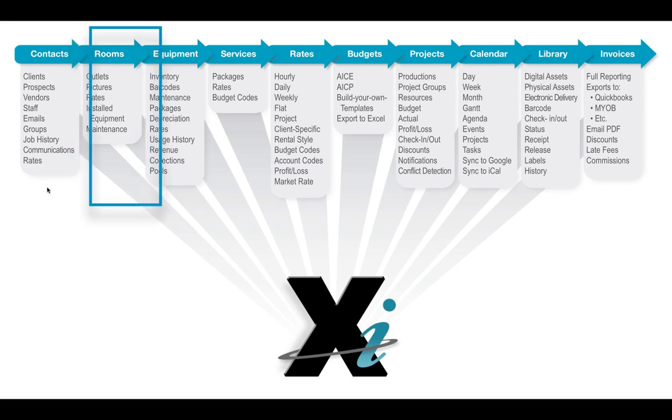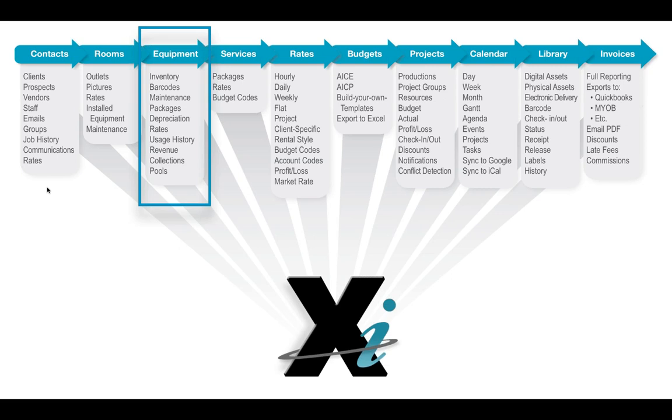And speaking of equipment, there's also an equipment module where we track your inventory, the barcodes of everything, maintenance packages of equipment, equipment depreciation, equipment rates, usage history, the revenue we're creating from the equipment as if we're renting it, and also collections of equipment, which is, if you've got 10 cameras of the same kind, and pools, which are kind of low value things like sandbags, where you might have 50 of them that you don't track individually.